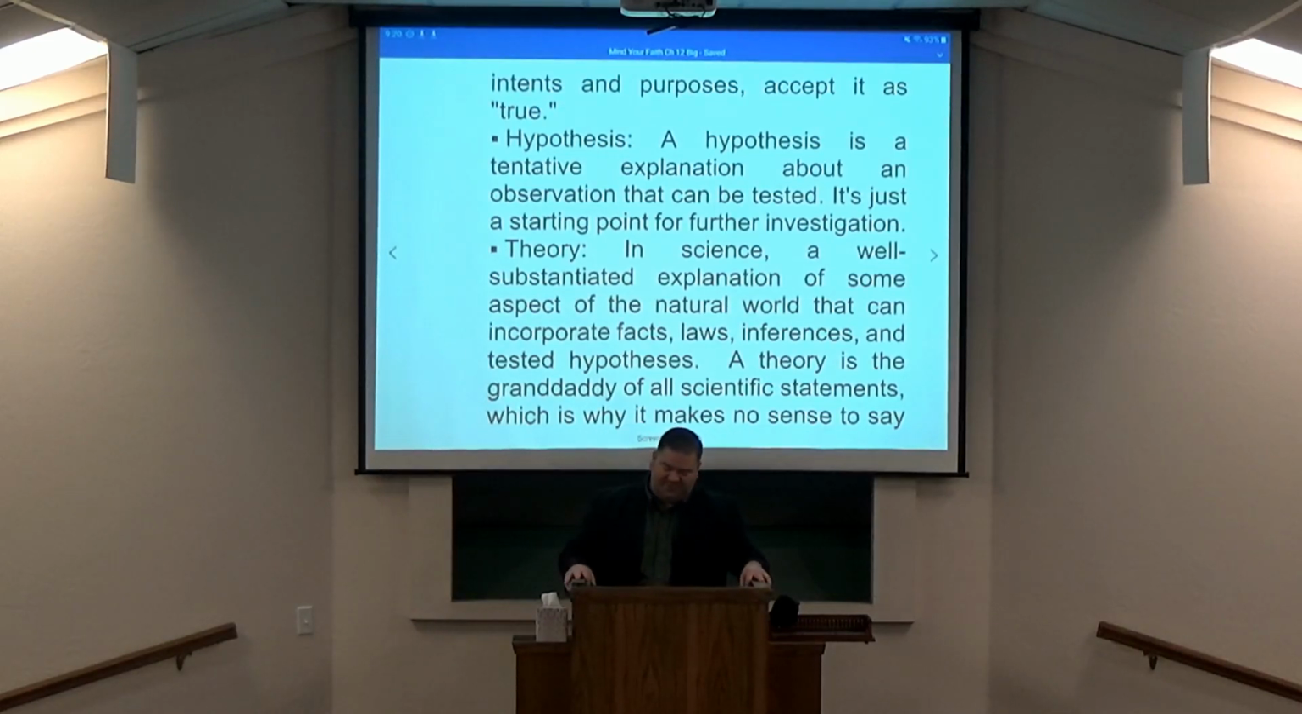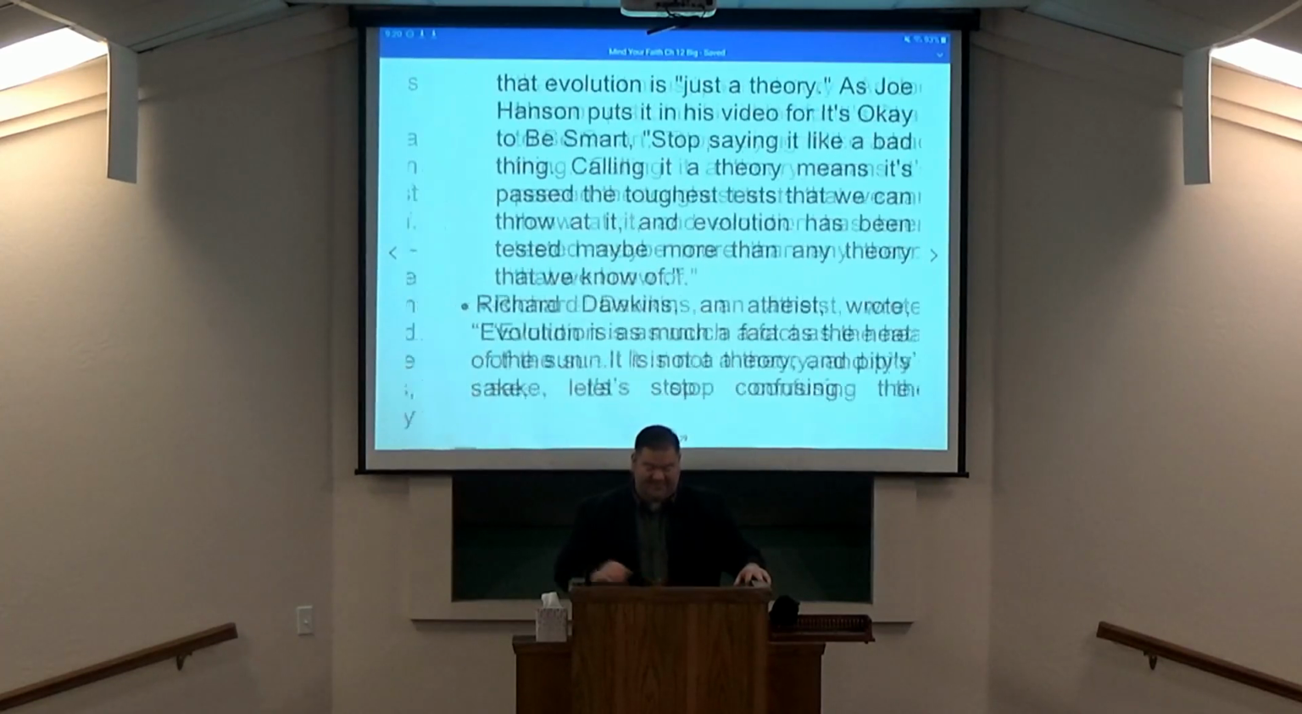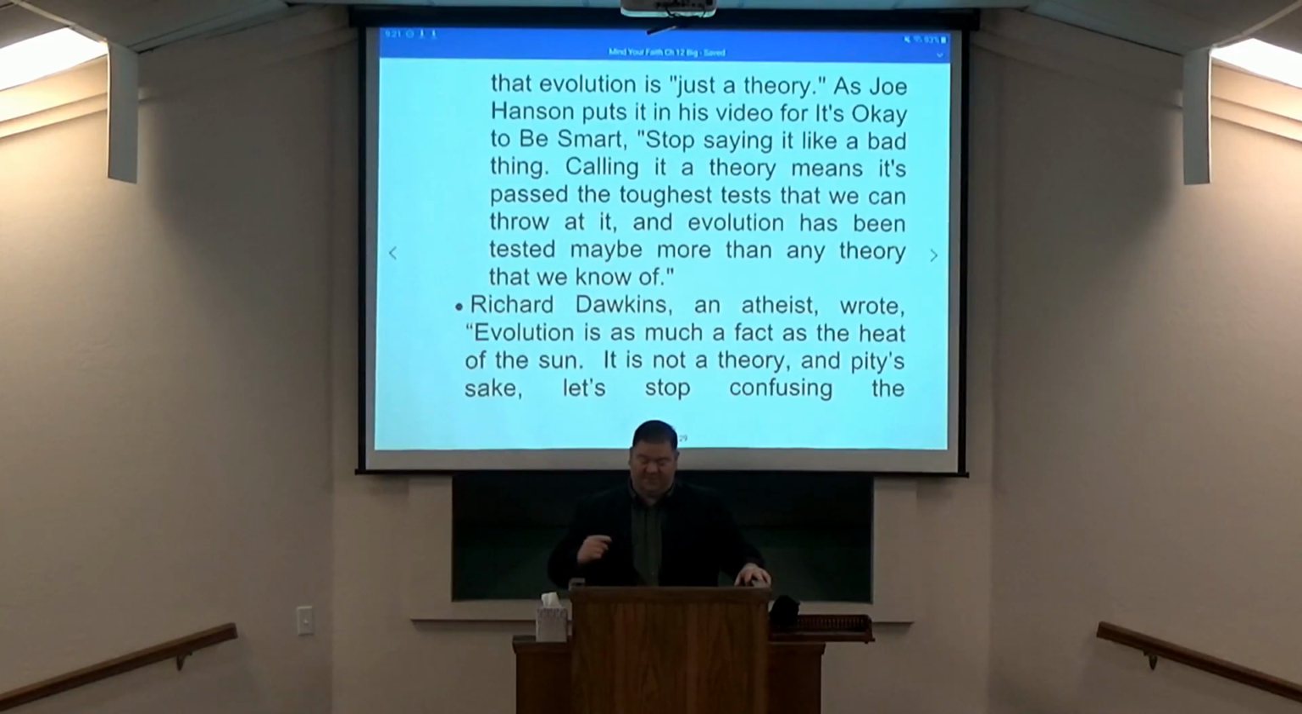In science, a theory is a well-substantiated explanation of some aspect of the natural world that can incorporate facts, laws, inferences, and tested hypotheses. A theory is the granddaddy of all scientific statements, which is why it makes no sense to say that evolution is just a theory. As Joe Hanson puts it in his video for It's Okay to Be Smart, stop saying it like a bad thing. Calling it a theory means it's passed the toughest tests that we can throw at it, and evolution has been tested maybe more than any theory that we know of.